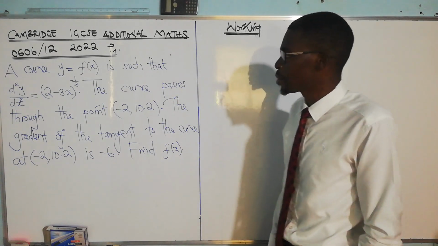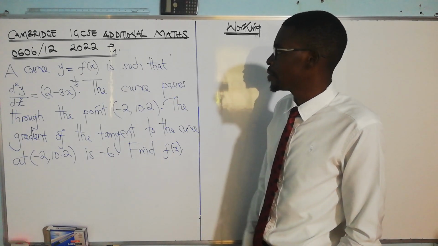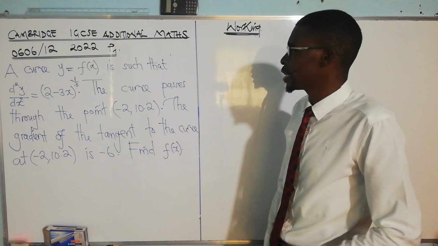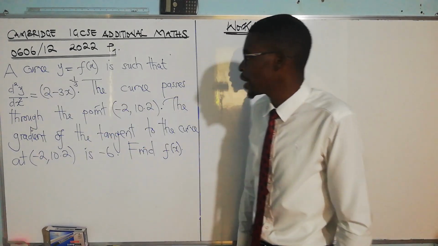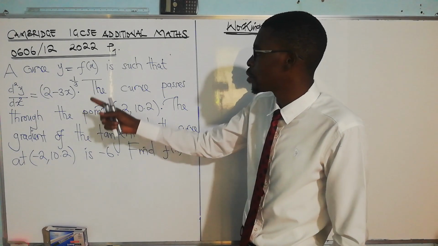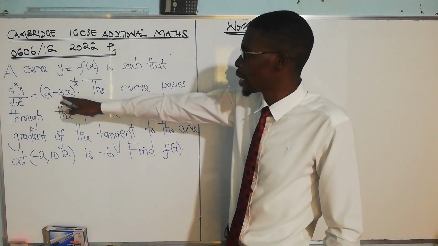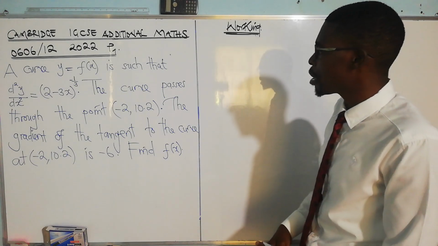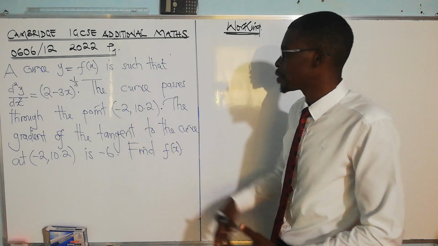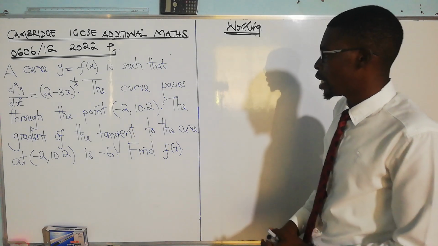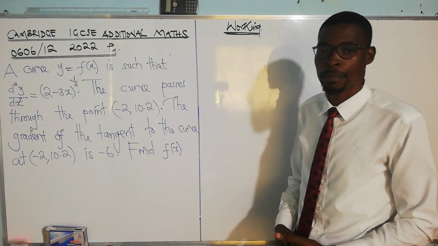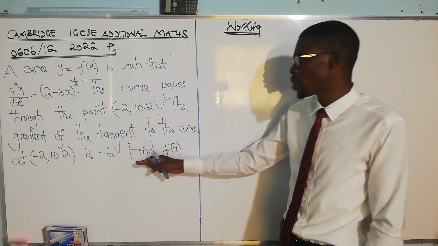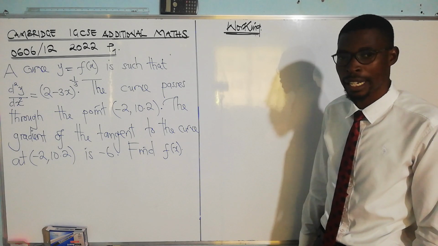So we have this question with us here saying a curve y equals f of x is such that d2y over dx squared, that is the second derivative of y with respect to x, is equal to 2 minus 3x to the power negative 1 over 3. And the curve passes through the point negative 2, 10.2. And the gradient of the tangent to the curve at the point negative 2, 10.2 is given to be negative 6. Then we are required to find the function, which is f of x.